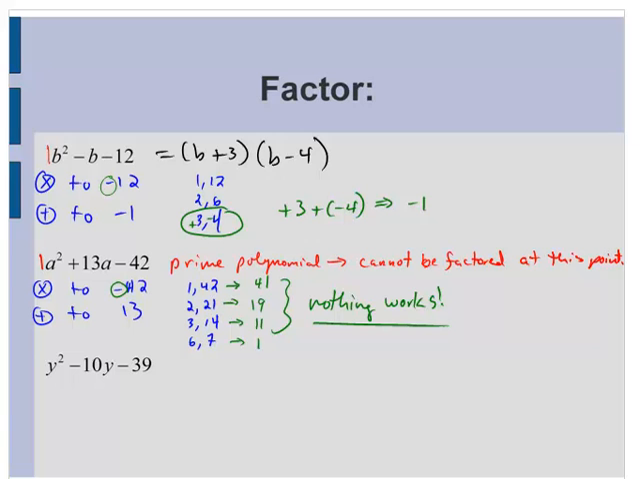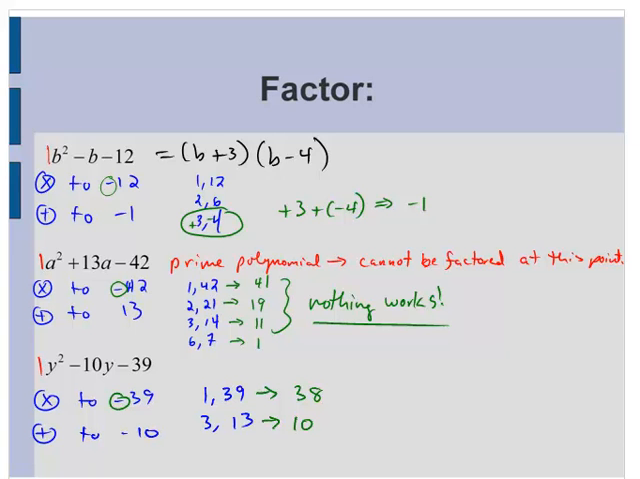All right, and y squared minus 10y minus 39. Again, lead coefficient is 1. So we want to find a pair of numbers that multiplies to negative 39 and adds to negative 10. So finding the factor pairs of 39, we have 1 and 39, 3 and 13, and that's it. Since I have a negative product, I have different signs, I'll find a difference. 38 and 10, that's the one that I want.